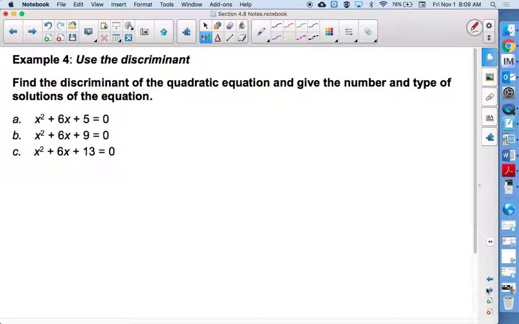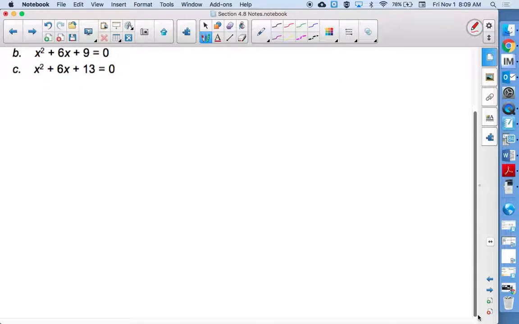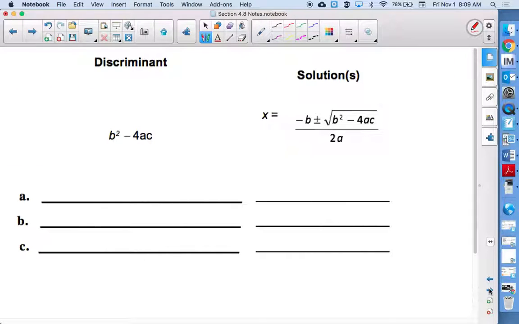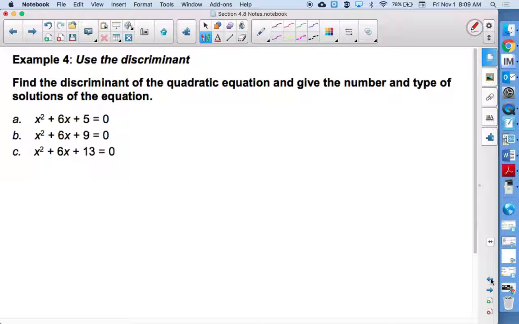We are going to look at the discriminant in the next 3 problems. It says find the discriminant and then give the number and type of solutions for the equation. And I think you have a cute little chart. Oh, there's my cute little chart. So the discriminant part is b squared minus 4ac. And then our type of solutions, the number and type would be, are there 2 real, 2 imaginary, or 1 real? So we'll look at those.